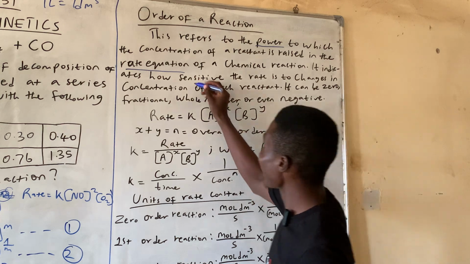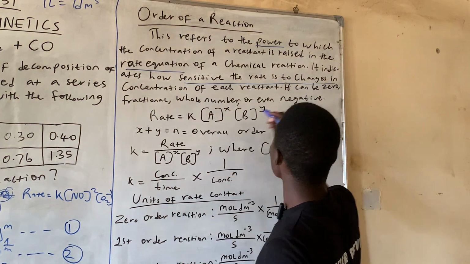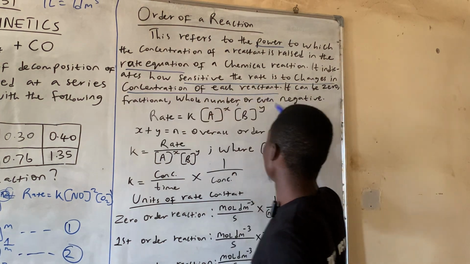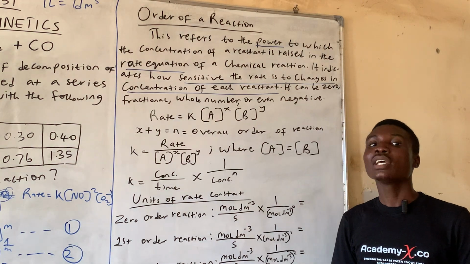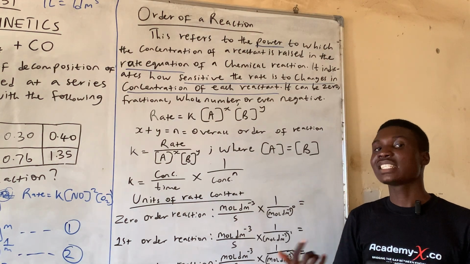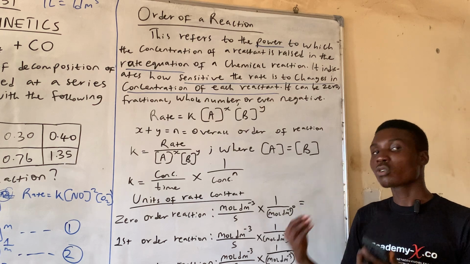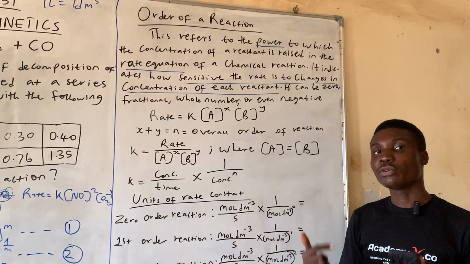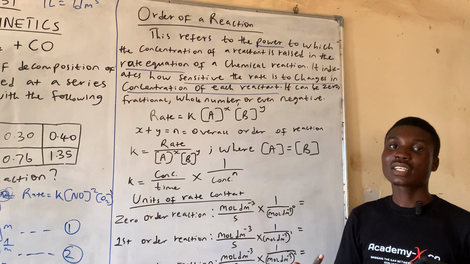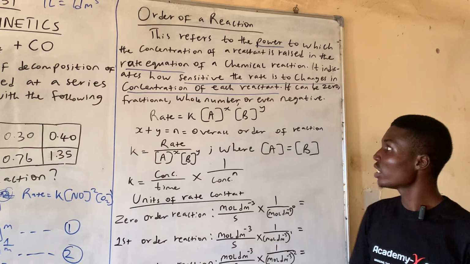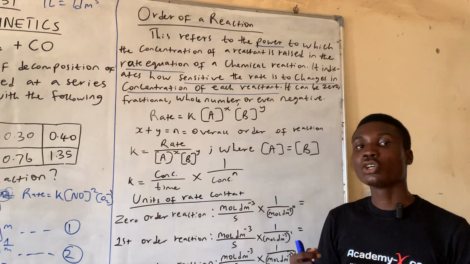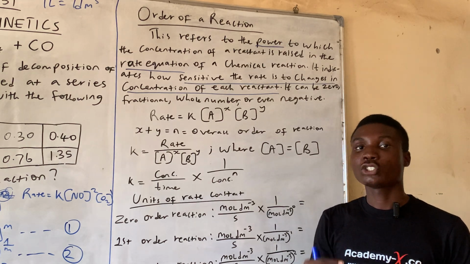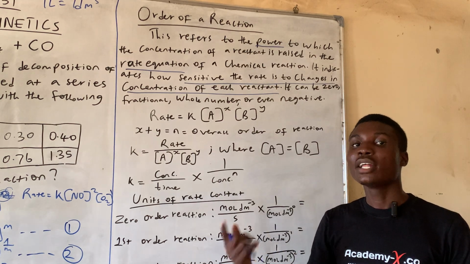So it indicates how sensitive the rate is to changes in concentration of each reactant, because in a zero order reaction, the rate is independent of the concentration. In the first order reaction, the rate is directly proportional to the concentration, such that if you double the concentration, you automatically double the rate. Meanwhile, in the second order reaction, the rate is much higher than the concentration, such that if you double the concentration, the rate quadruples.